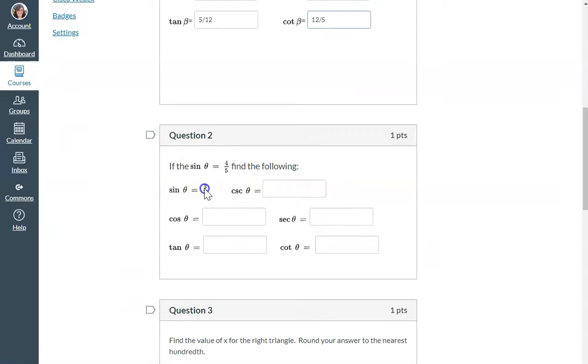Number 2 has a typo. It should say 4/5 right there. I'll fix that before this video is posted. It wants me to find the following. Cosecant is going to be 5/4. Cosine, so I need to actually go and draw a triangle. There we go. So it said sine was 4/5, so opposite over hypotenuse. That is blurry.